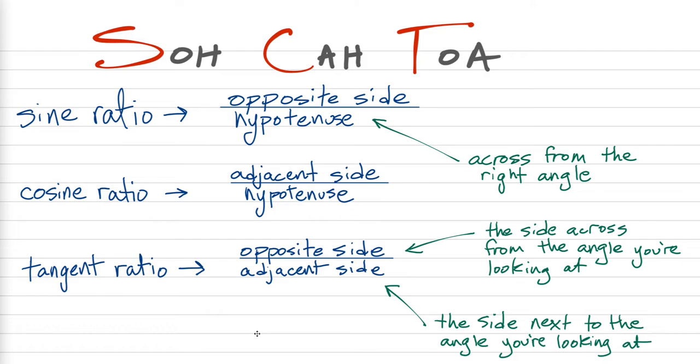So the hypotenuse is always the longest side of the triangle. It doesn't matter what angle you're looking from, the hypotenuse is always the longest. The opposite side is always the one across from the angle you're looking from. So different sides can be opposite, it just depends where you're looking from. And adjacent is the one next to the angle you're looking from that's not the hypotenuse. So I have SOHCAHTOA written at the top.